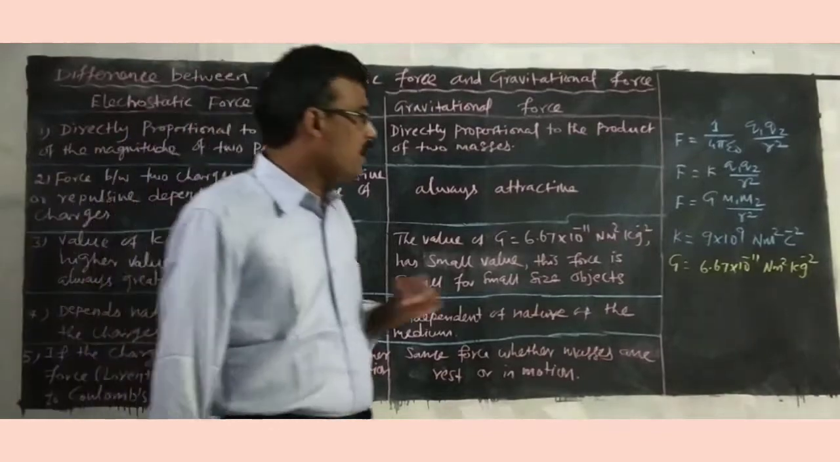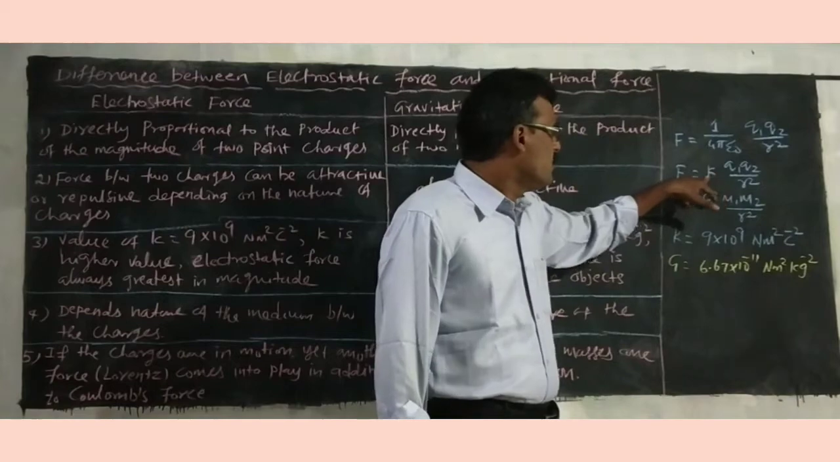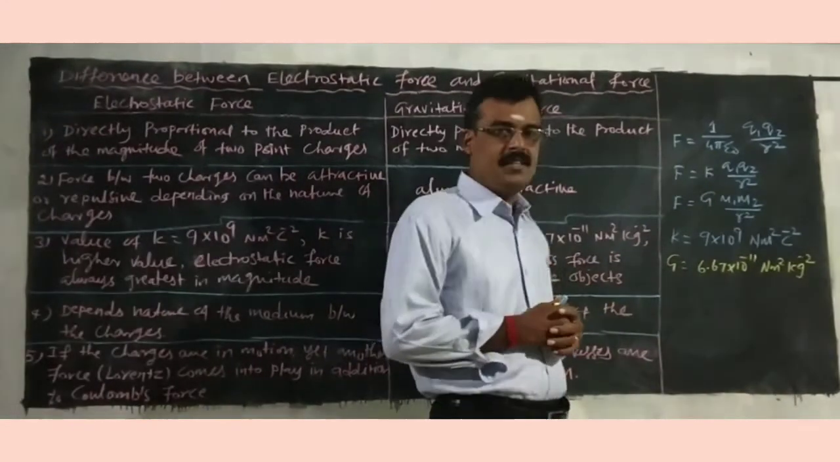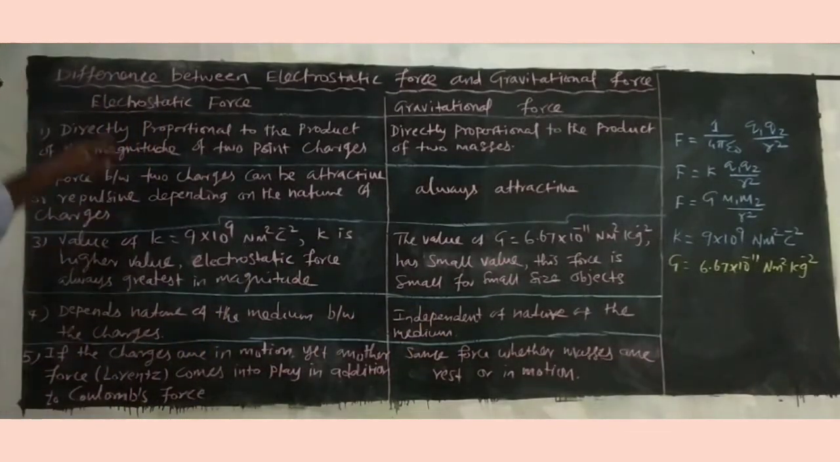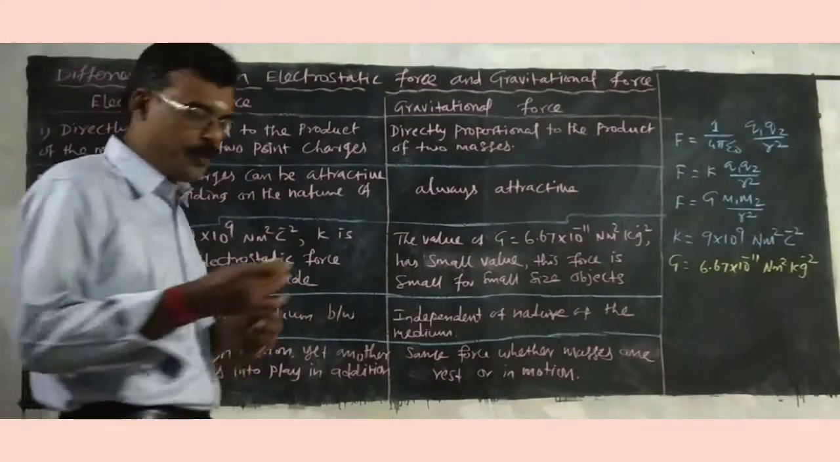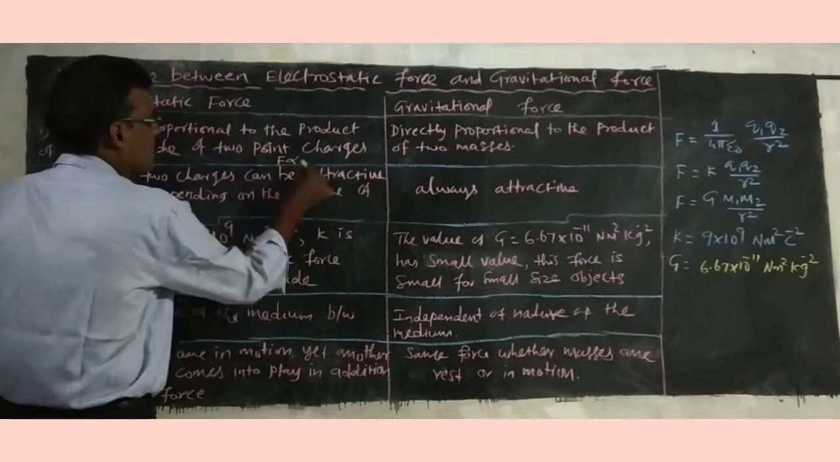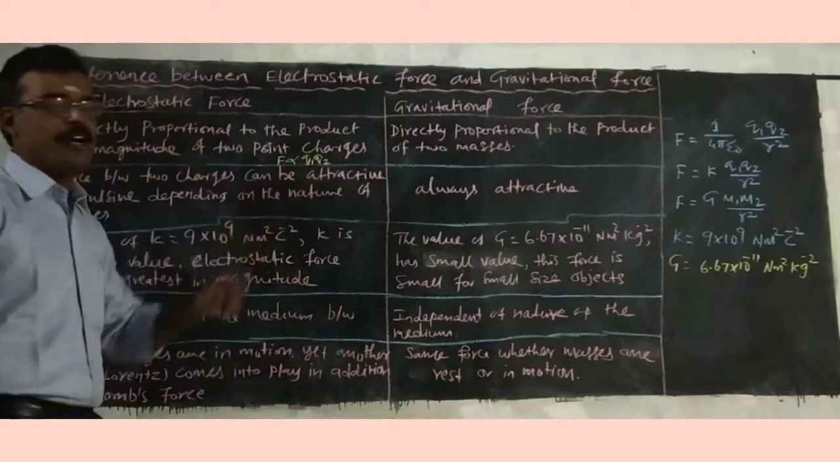So you see here, this is the force, and this is the constant K. So we can say what all the differences are. Number one, the electrostatic force is directly proportional to the product of the magnitude of the two point charges. How can we write? F is directly proportional to the product of the magnitude of the two point charges.